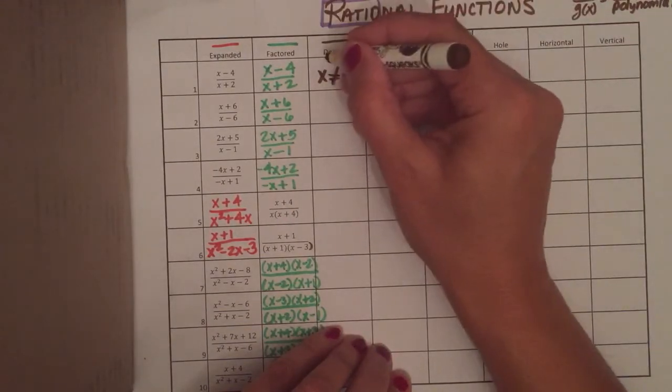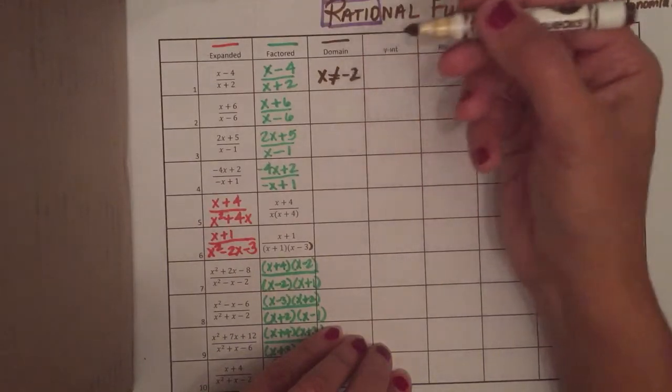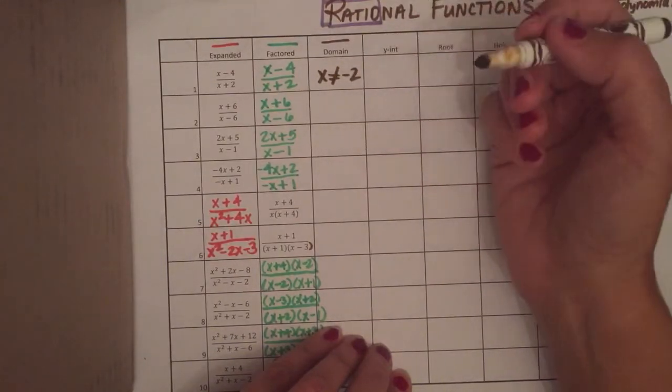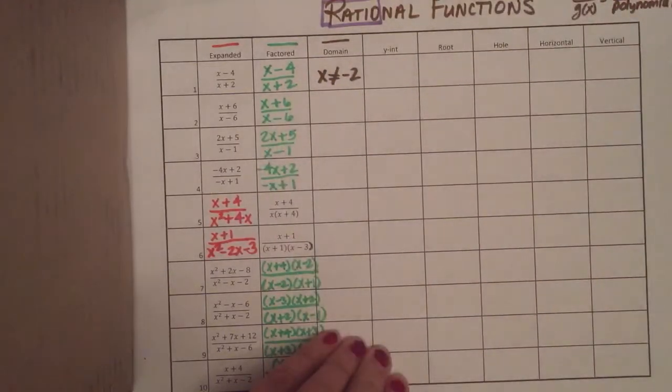If you want to put all real numbers, you can do that as well. But for right now, I just want to know what our restrictions are for the domain. What can x not equal? So let's look at number 2.